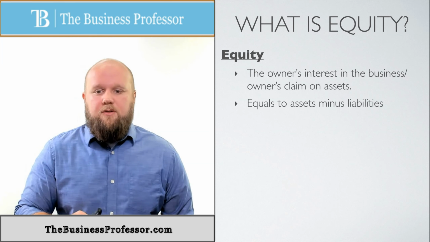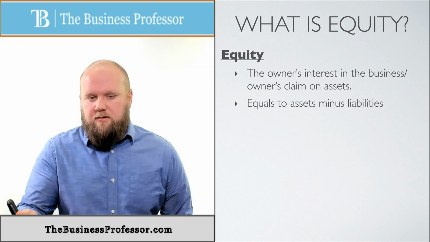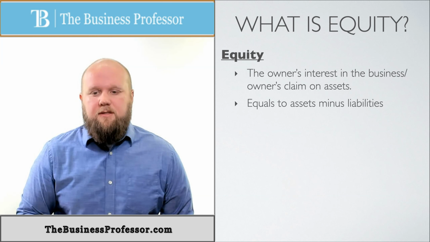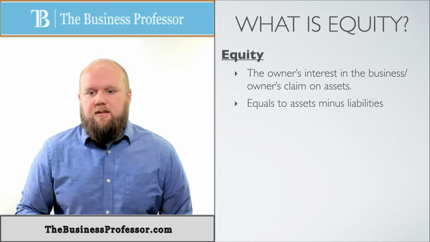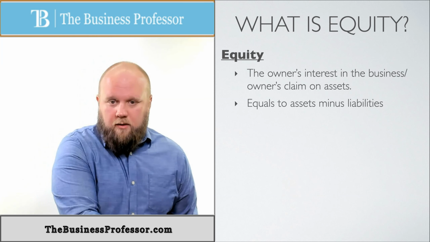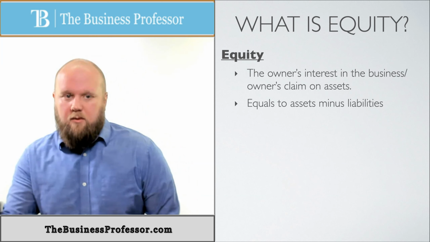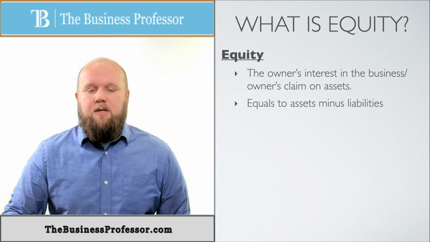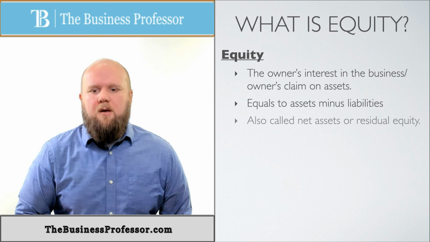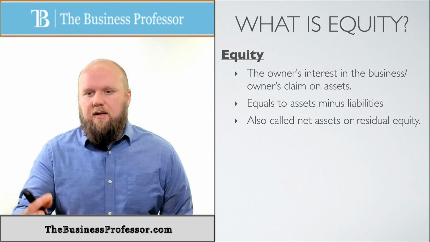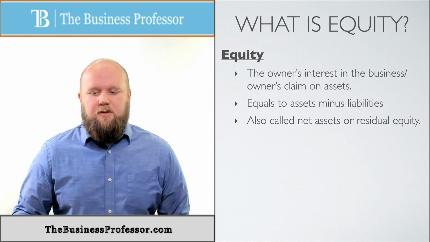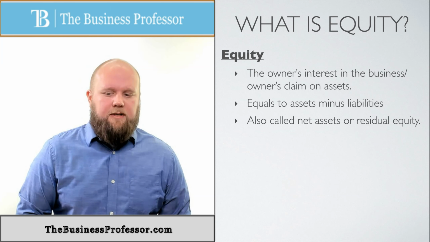This equals the assets minus the liabilities. So naturally, if you rearrange the accounting equation, that's what it comes up to: equity equals assets minus liabilities. It's, again, what they own minus what they owe. And whatever's left is what they get to keep, especially if they sell the business. This is also called net assets or residual equity. It's just another way, if you hear it, that's what it's talking about. Sometimes you'll see it called stockholders' equity or stakeholders' equity as well.